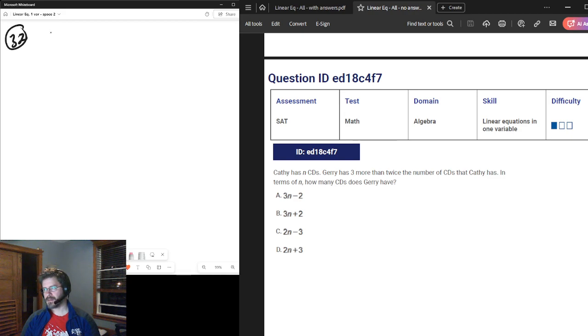Question 32 in the bank. Kathy has n CDs. Jerry has 3 more than twice the number. So they're building an equation here for us. The words are the expression. So if Jerry has 3 more than twice the number of CDs, so 2n. In terms of n, how many CDs does Jerry have? 2n plus 3, so that's going to be D.